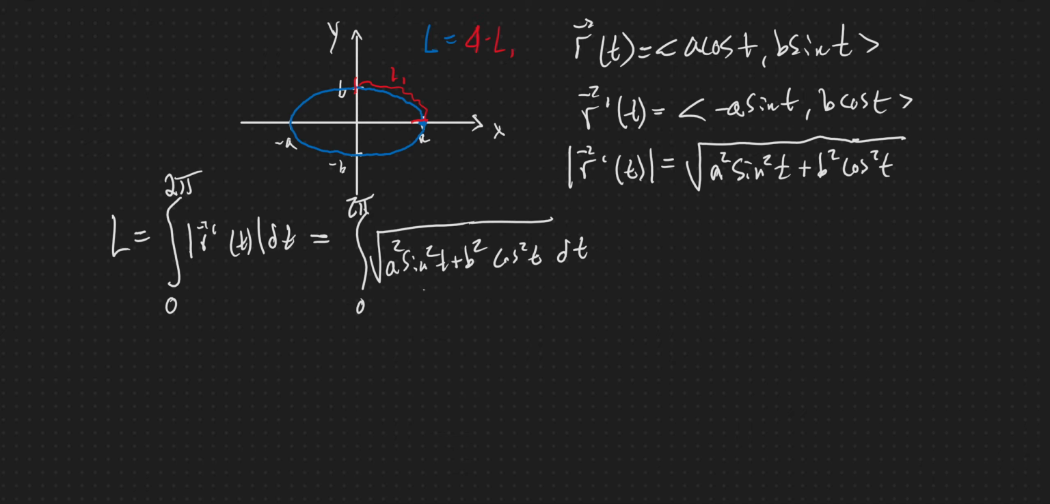All right, so notice, if this were a circle, if a was equal to b, we could factor that out and we just have a constant here. That's what happens when we do this for a circle. But since it's an ellipse, we have this a squared and this b squared.